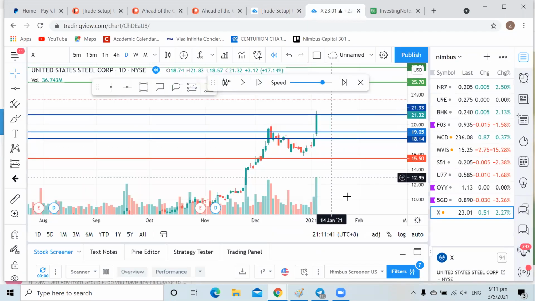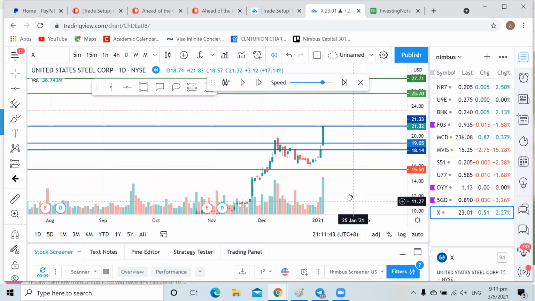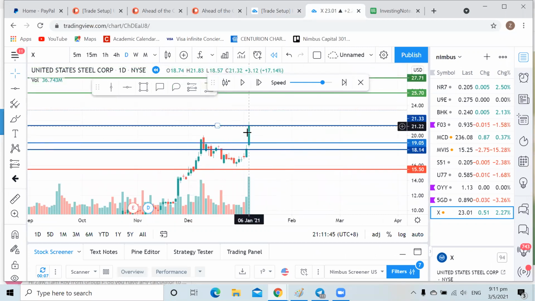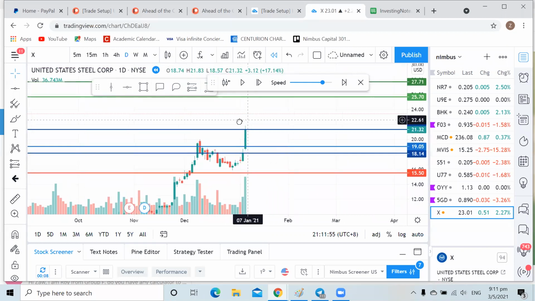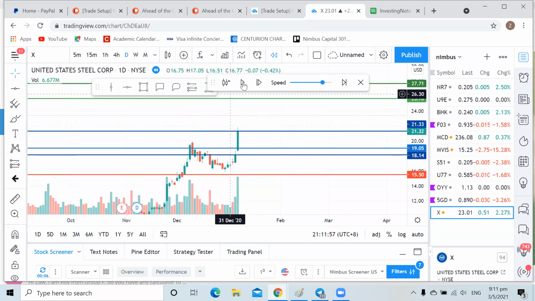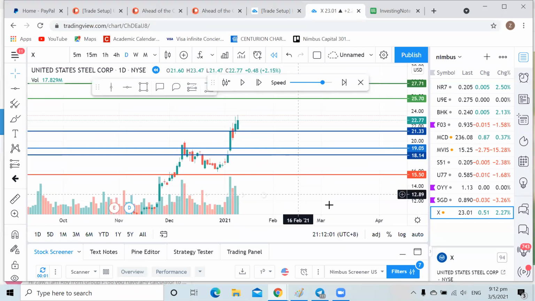So you can see here, this is United Steel. I actually rewound the price back to the day of the trade setup, which is 6 Jan. You can see here already, the candle is at 6 Jan. So let's move forward and let a few candles run, okay? Okay, so the first entry is actually somewhere around here, 21 point something lah.